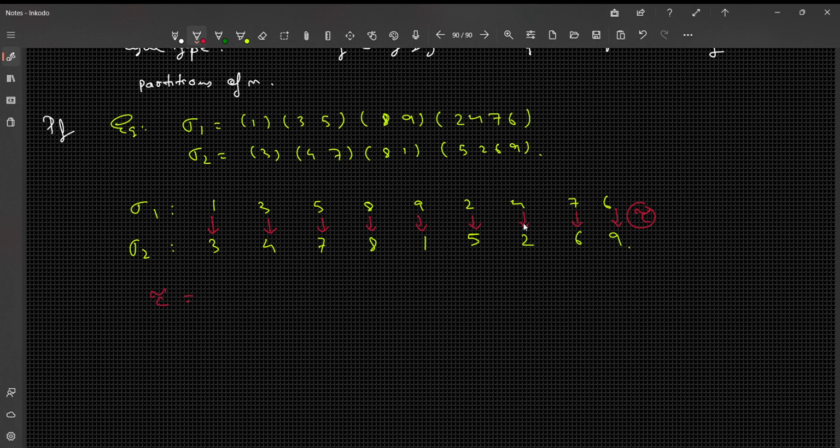So if you carefully notice what tau is, tau is this mapping. 1 goes to 3, 3 goes to 4, 4 goes to 2, 2 goes to 5, 5 goes to 7, 7 goes to 6, 6 goes to 9, 9 goes to 1. So you're only left with 8. This is what tau is basically, right? Now if you find what tau sigma 1 tau inverse is, it will come out to be sigma 2. Clear?